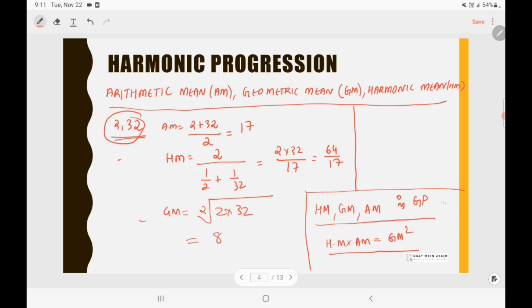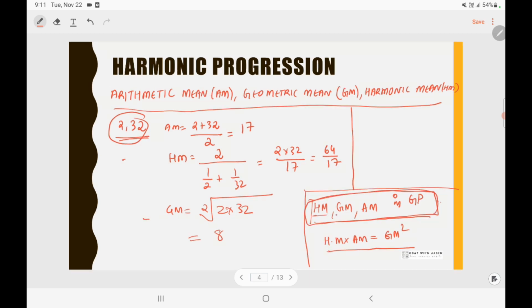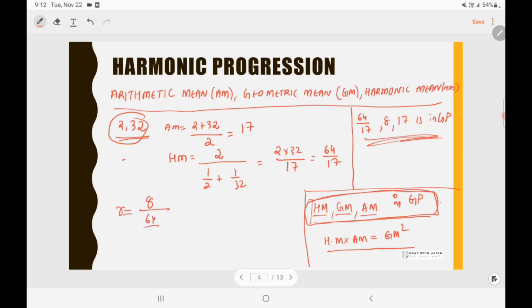So according to this, we can say that harmonic mean, geometric mean and arithmetic mean are in GP. So here 64 by 17, then 8 and 17 are in GP. We can check whether this is in GP. In a GP, common ratio R is equal to second term divided by first term, or third term divided by second term. So here 8 divided by 64 by 17, what will you get? 8 into 17 by 64, you will get 17 by 8.